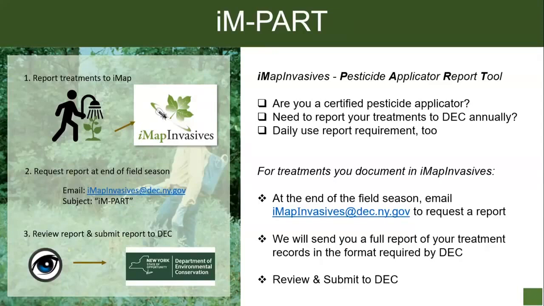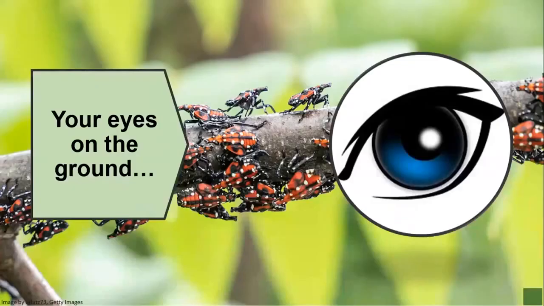So we will essentially give you a report that you can then review and then submit to the DEC, rather than having to compile the whole report on your own. You can just use the data that's already recorded in our online database. And of course, this applies to treatments of invasive species that you have recorded in iMapInvasives. So this is a really useful tool for our pesticide applicators, and we hope you find use of it.